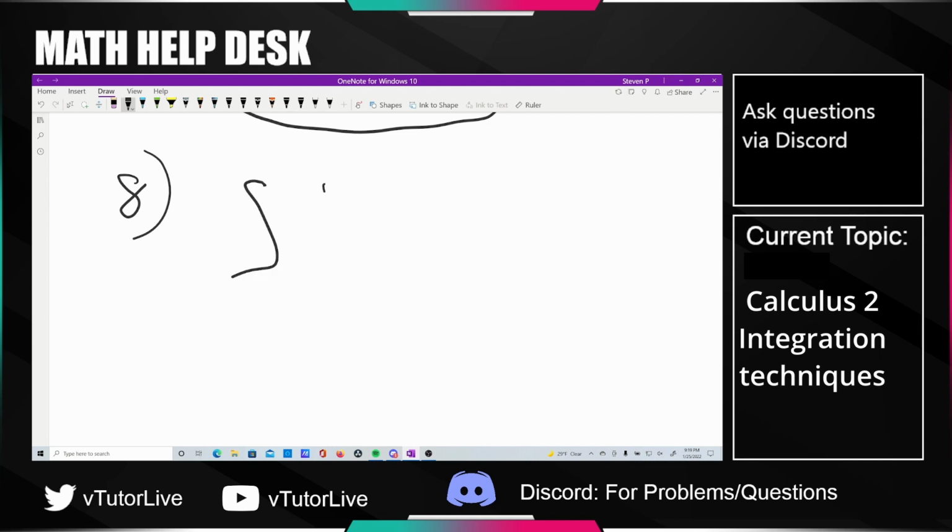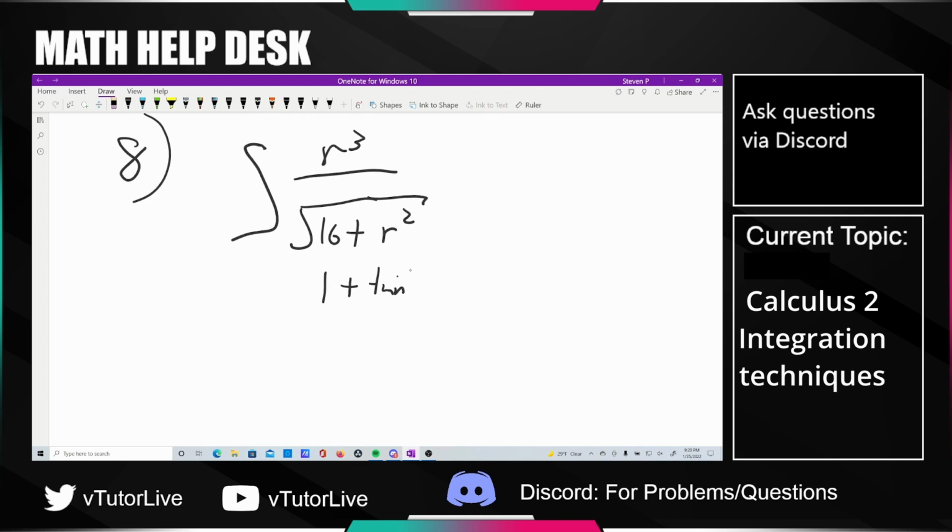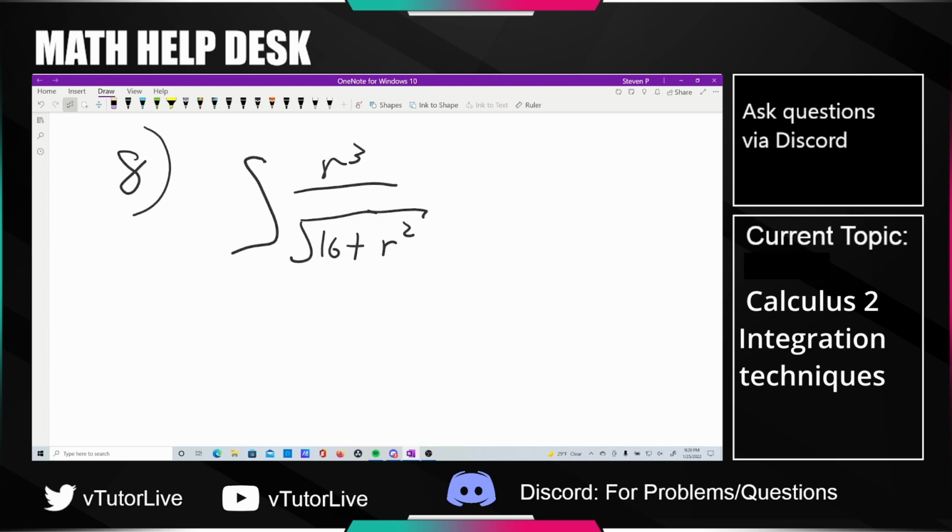Okay, so the next one can be solved using some really obnoxious trig integrations. I think you could do something like turn this into 1 plus tan squared is equal to secant squared. But as it turns out, you don't have to use that technique yet. There should actually be something quite a bit simpler. But I think it just came down to choosing a good u, right?